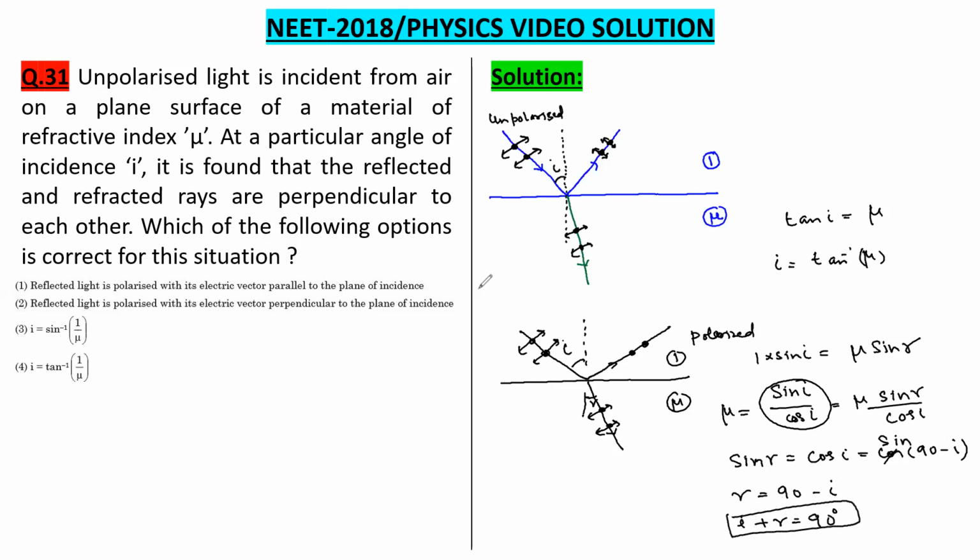And in the question, it is given that the reflected light and refracted light are perpendicular to each other. I mean, it is this case, so it means the incident unpolarized light is incident at the Brewster's angle, which is equal to tan inverse mu. So now the correct answer is, this is not the correct answer, this is also not the correct answer. And when the light is incident at the Brewster angle, the reflected light becomes totally plane polarized, and the electric field vectors are perpendicular to the plane of incidence. So the second is the correct option. Option 2 is the correct answer in this case.